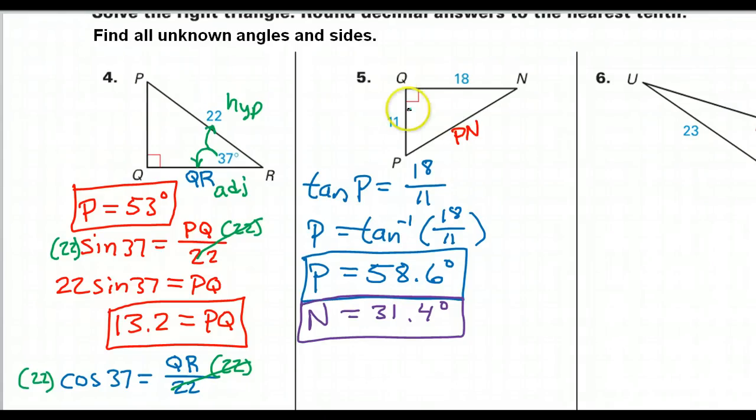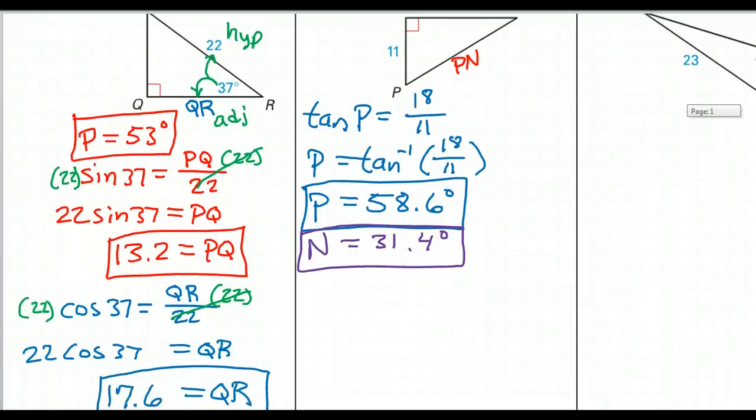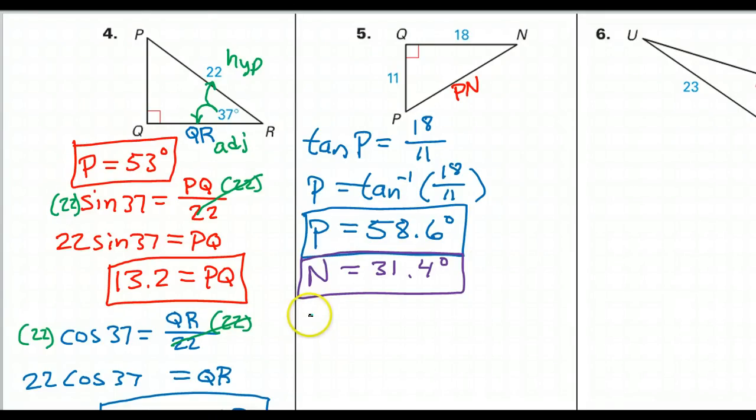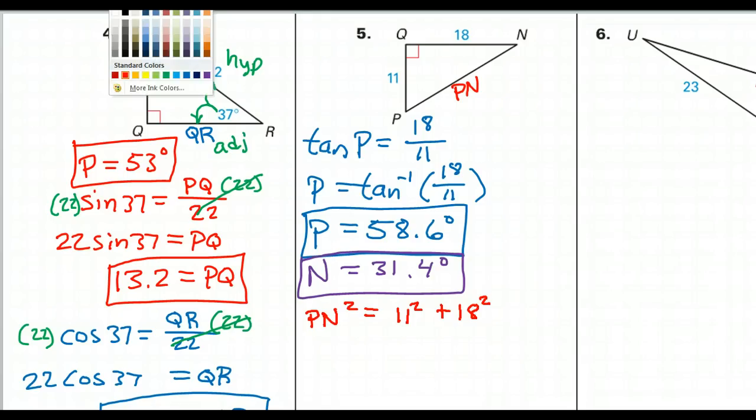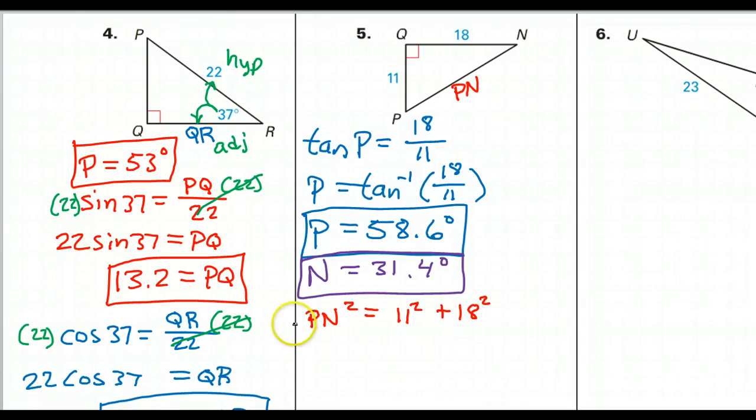So how would I do it? Pythagorean Theorem. I've got 2 sides given. Find the third side. A squared plus b squared equals c squared. So that's what we're going to do. PN squared, that's my c squared, should equal 11 squared plus 18 squared. I find it quickest, since I have my TI-30XS MultiView, just to take the square root of both sides right now. So this will give me PN equals, I'll just put that in my calculator, square root of 11 squared plus 18 squared.